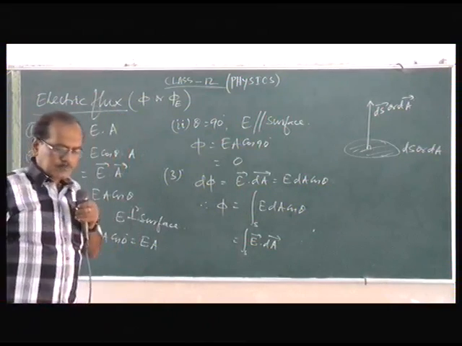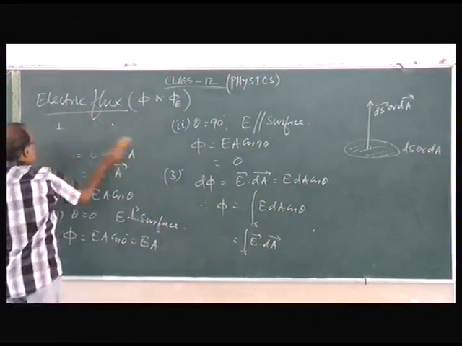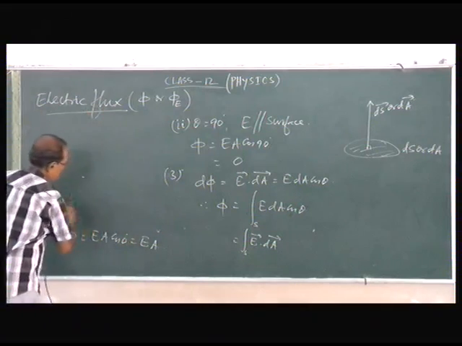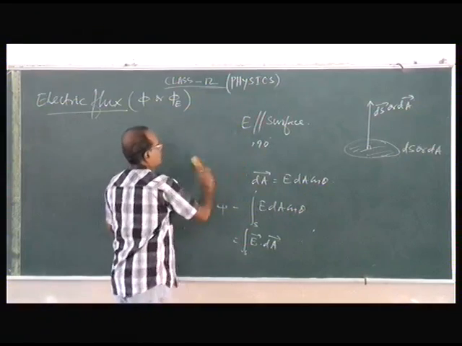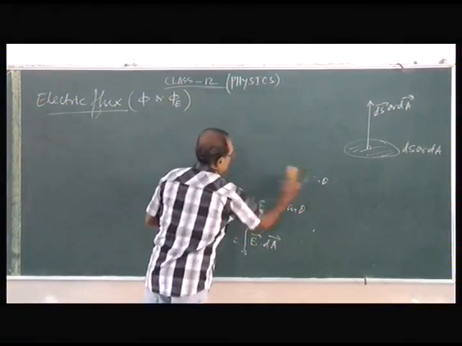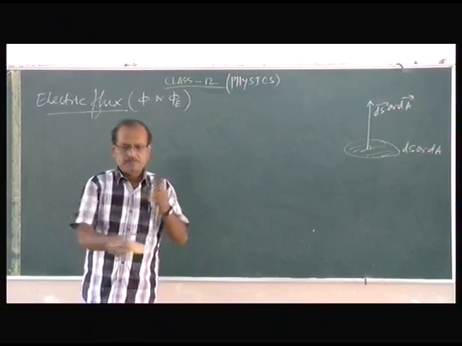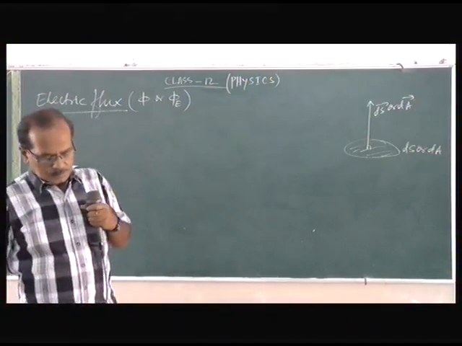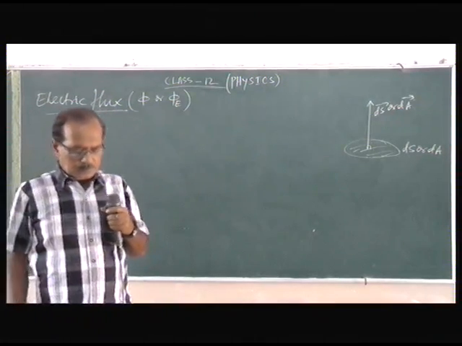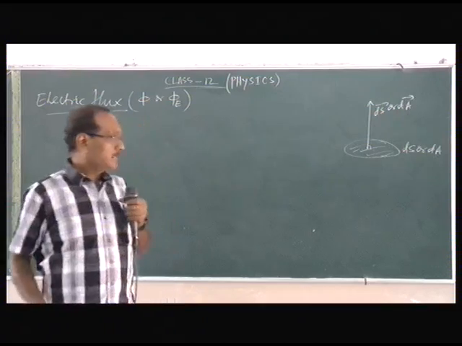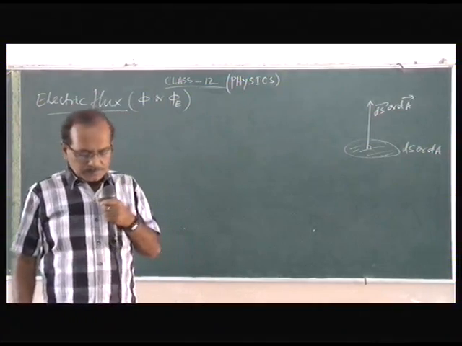More about electric flux. Therefore electric flux is a scalar quantity, it is the dot product of electric field and area.